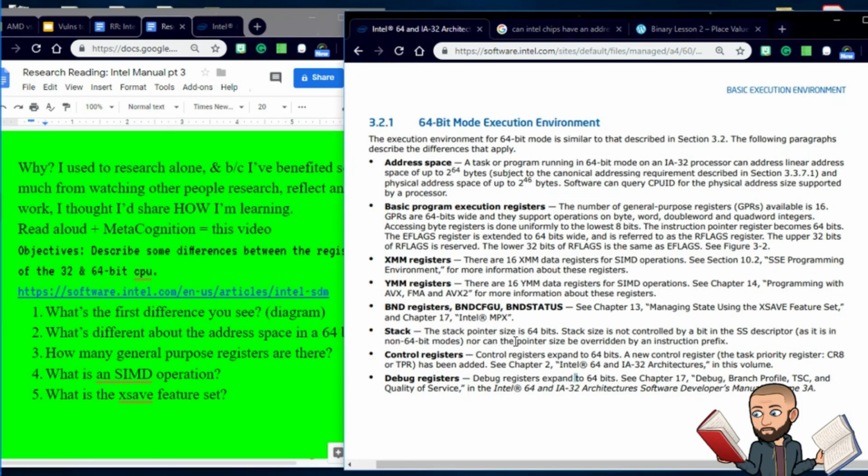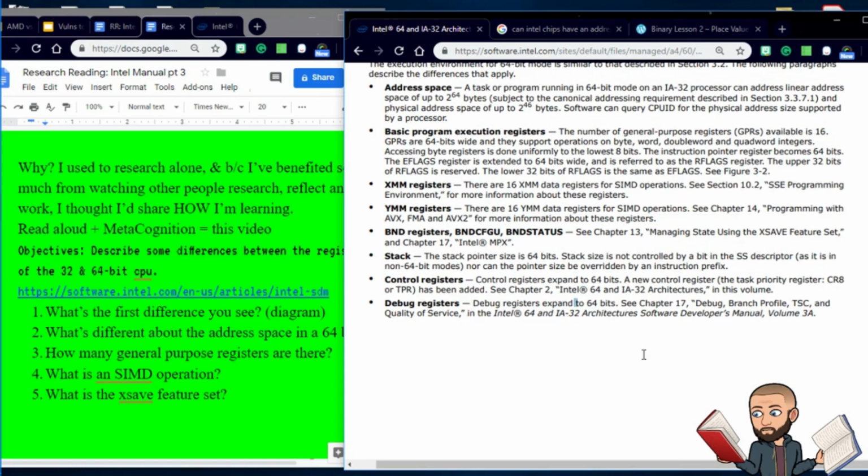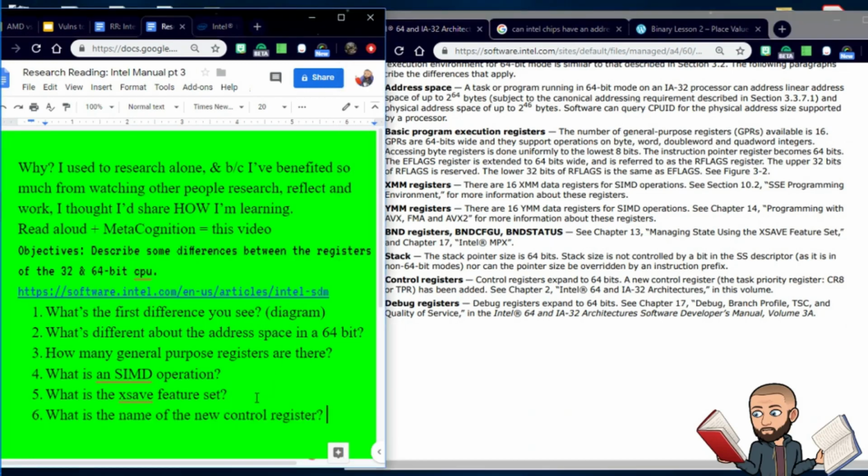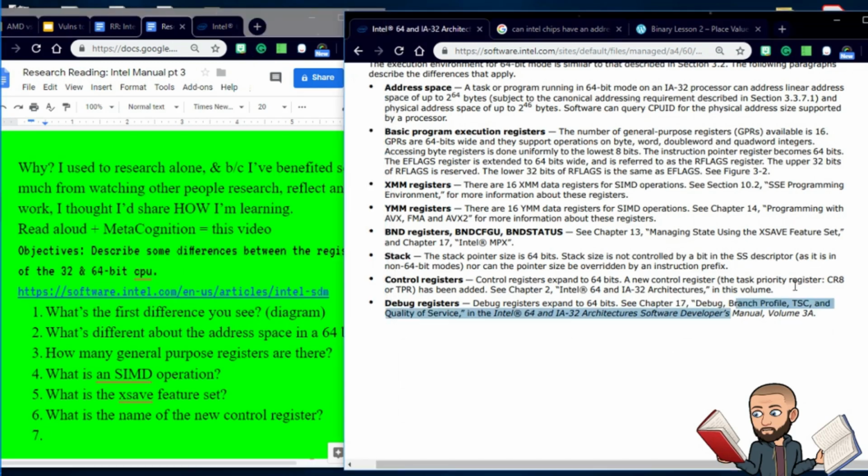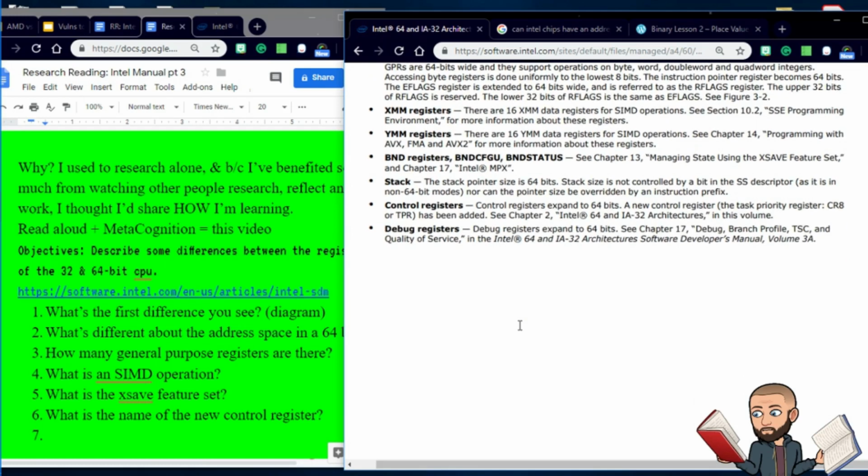Looks like you have the stack pointer size of 64 bits, so that one's kind of obvious. Stack size is not controlled by a bit in the SS descriptor, as it is in non-64-bit modes. Nor can the pointer size be overridden by an instruction prefix. Control registers are expanded to 64 bits, and a new control register called the task priority register, CR8, or TPR, has been added. Okay, so that's a good question. What is the name of the new control register? And that's the priority register, CR8, or TPR. Okay, so that's the task priority register.